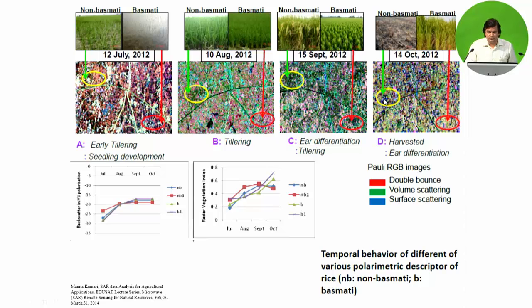harvest there will be smooth surface scattering or specular reflection, so these surfaces will appear as blue color, and here due to the presence of basmati there will be dominance of volume scattering and double bounce scattering that can be easily detected in this location. So using scattering property, one can easily distinguish basmati and non-basmati agriculture crops.